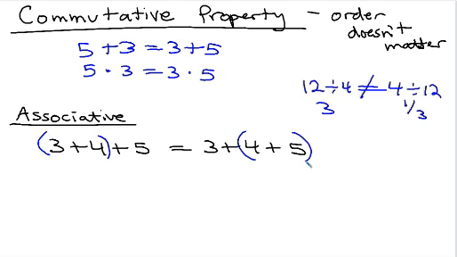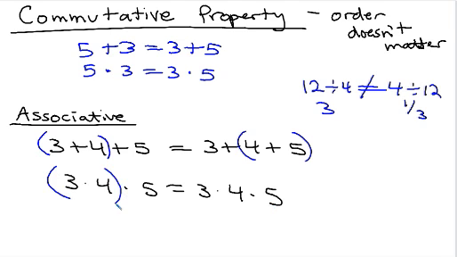On the left you have 7 plus 5, which is 12, and on the right you have 3 plus 9, which is 12. It's also true for multiplication. If I had 3 times 4 times 5, on the left, if I group the 3 and the 4, on the right, I group the 4 and the 5, I'll get the same thing. That's called the associative property.